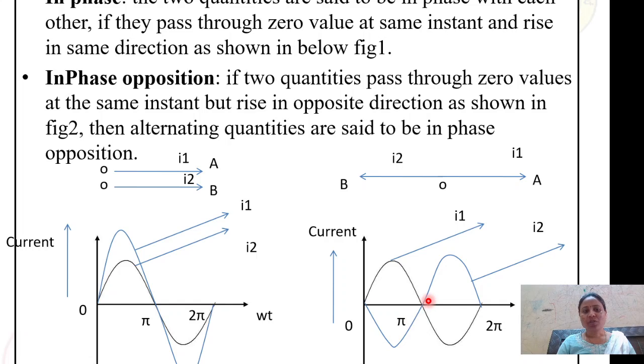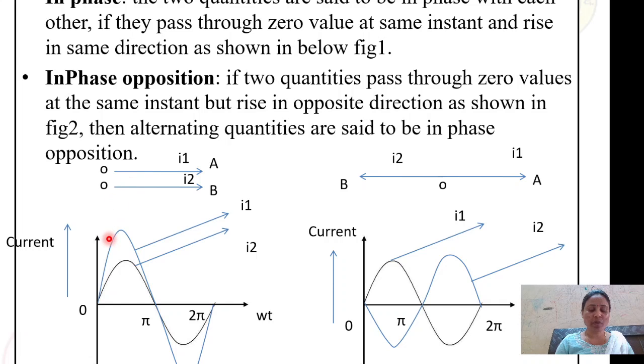Okay, right. So we call such quantities in phase opposition. That is, if two alternating quantities pass through the zero value at the same instant, but rise in opposite directions, they are moving in opposite directions, so such quantities are called in phase opposition, and the phase difference between them, as we can clearly observe, is 180 degrees.